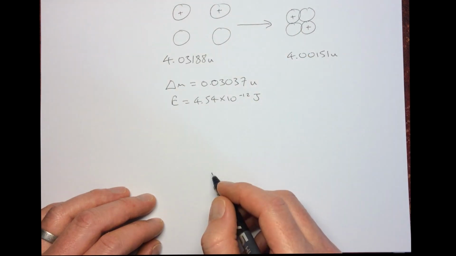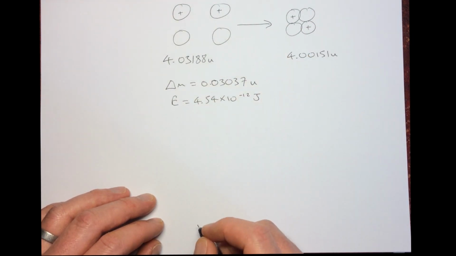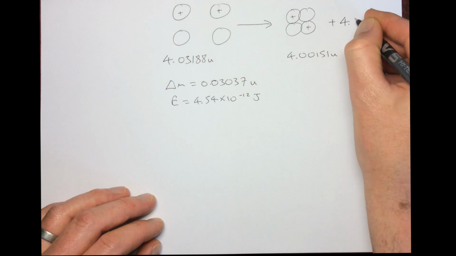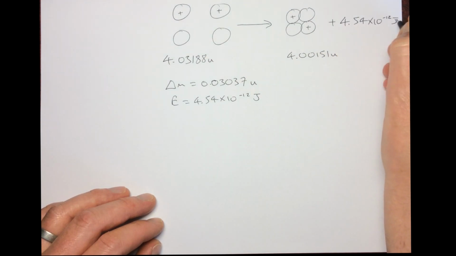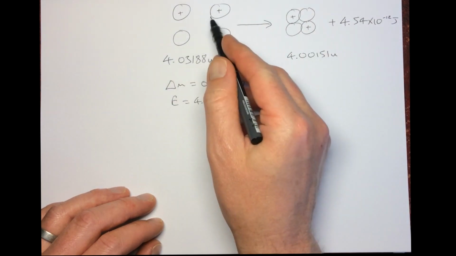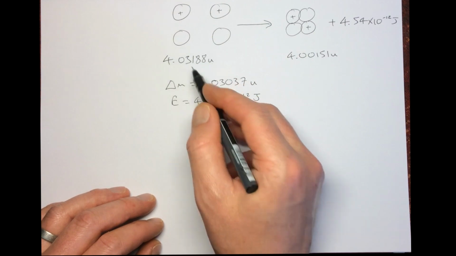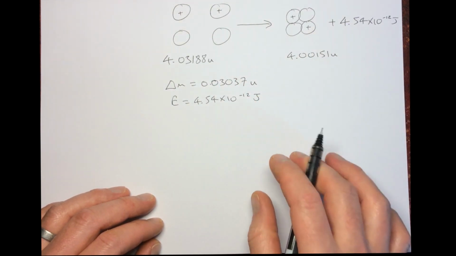make this nucleus. And that mass there, that loss of mass, the mass that has been lost has actually been converted into energy, okay? 4.54 times 10 to the minus 12 joules in this case, okay? So when we put these 4 nucleons together to make the helium nucleus, its mass is less than the individual nucleons, and that mass is converted into energy, which is released, okay?